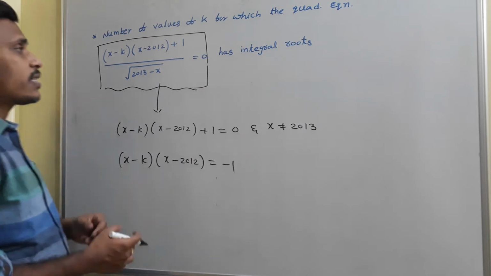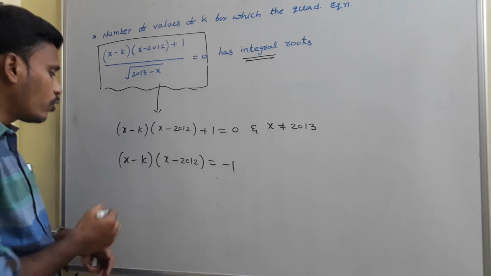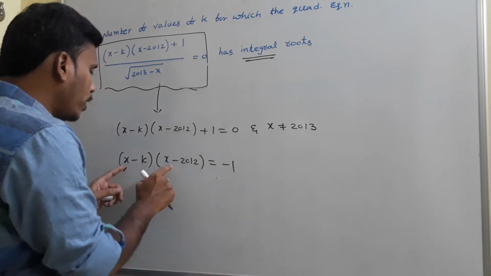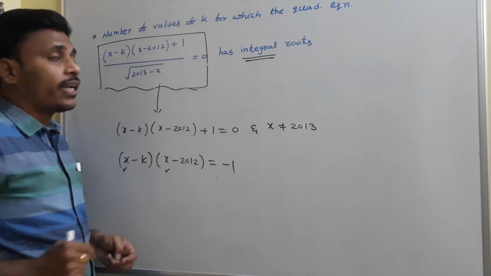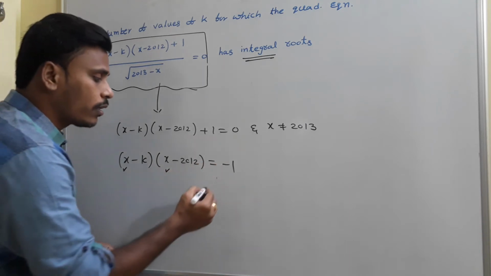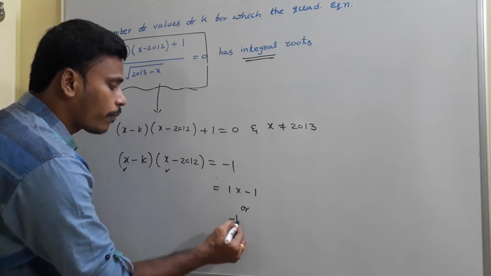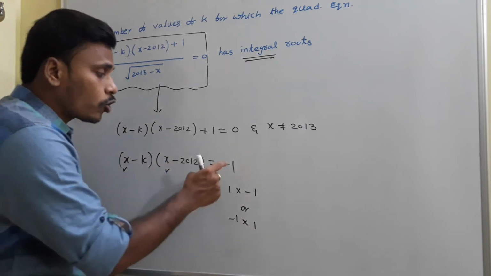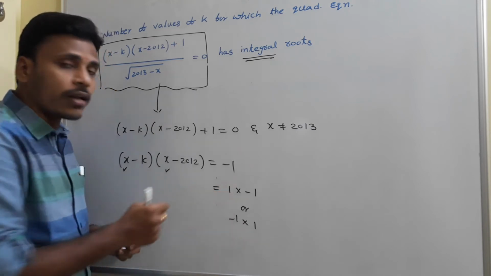See, as they said, this equation has integral roots. Since it has integral roots, x is an integer, so you need to treat that x as an integer. As well, we are going to find integral values of k. So (x minus k) into (x minus 2012) is minus 1. This minus 1 can be written as 1 into minus 1 or minus 1 into 1 because they are integers. You need to write minus 1 as a product of two integers, and these two are the only possibilities.